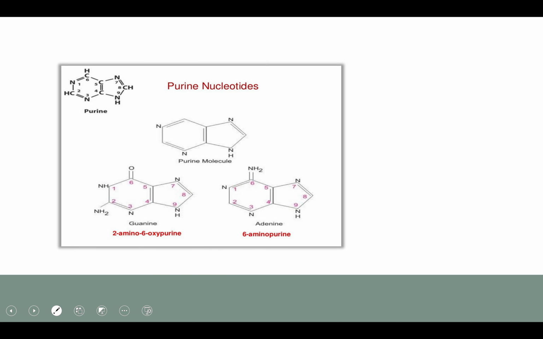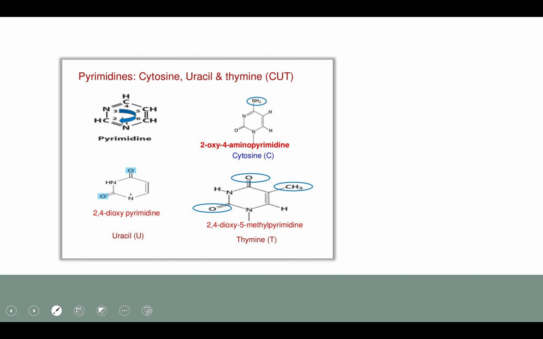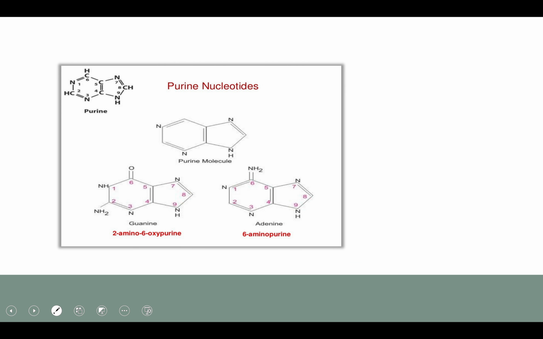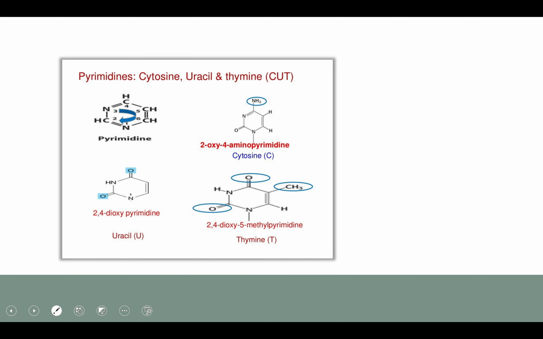Now looking at the biochemical structure of these purine nucleotides. The purine molecules, as we stated, are guanine and adenine, where guanine is 2-amino-6-oxopurine and adenine is 6-aminopurine. While numbering these purine nucleotides, we do it in an anti-clockwise manner, whereas for pyrimidine, we do it in a clockwise manner, as you can see here.